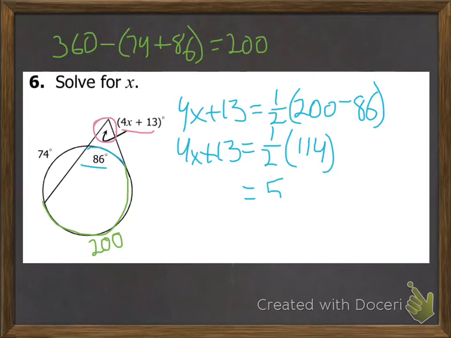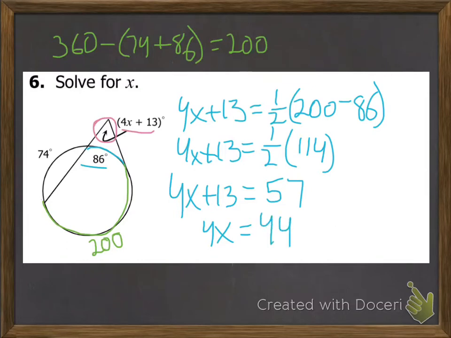57. We still have 4x plus 13. And now just combine like terms and solve for x. 4x is going to be equal to 44. Divide both sides by 4, and x is equal to 11.